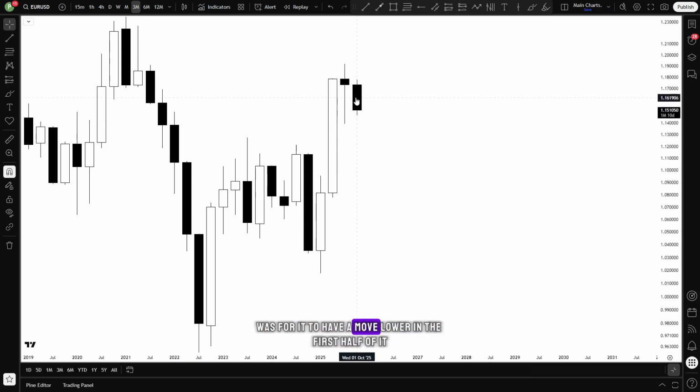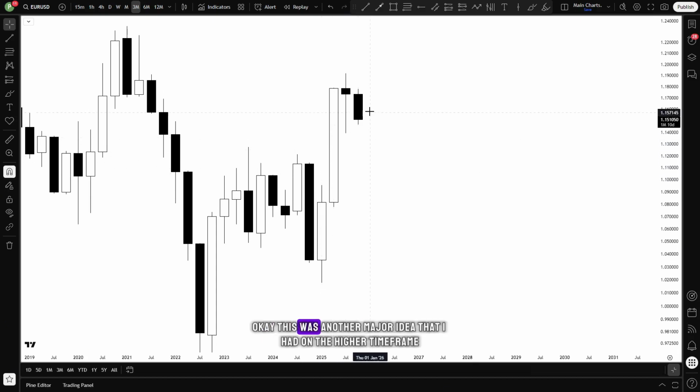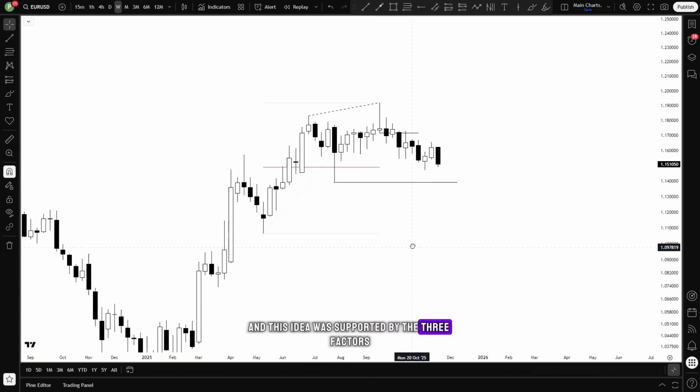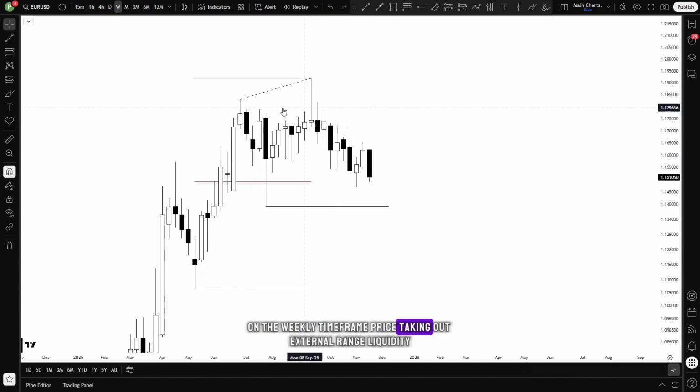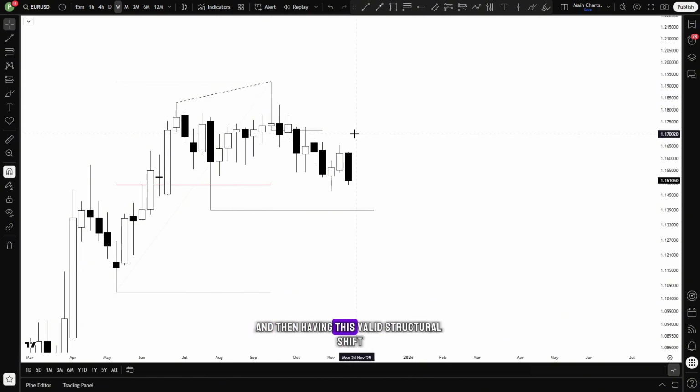to, first of all, take out the previous quarter's candle low and fill this fair value gap and this internal range liquidity before having any major move, before having any major expansion. This was another major idea that I had on the higher time frame. And this idea was supported by the 3 factors on the weekly time frame: price taking out external range liquidity, having this SMT divergence, and then having this valid structural shift.